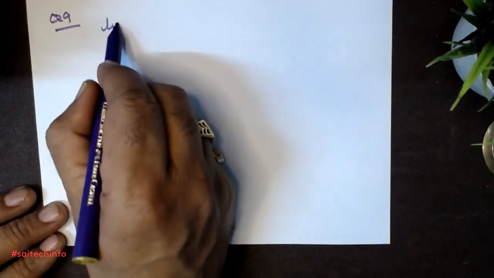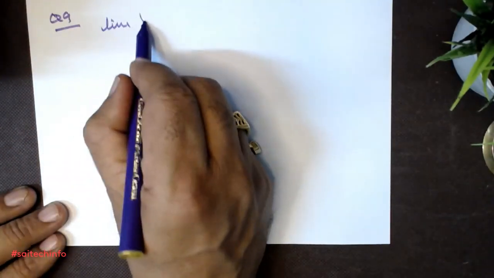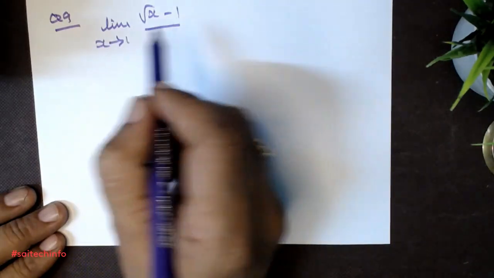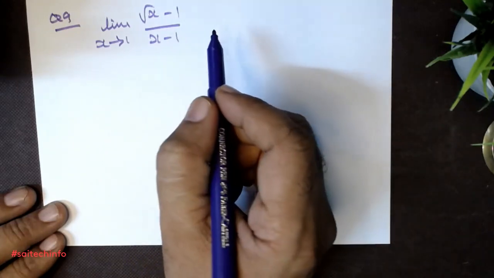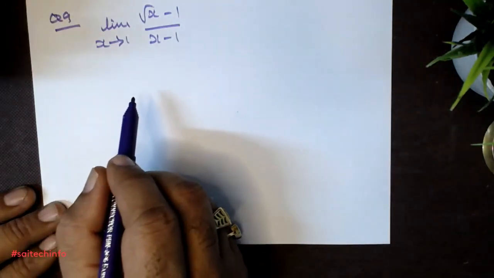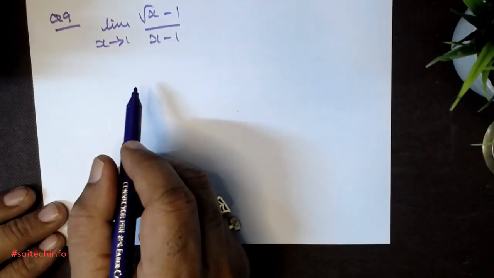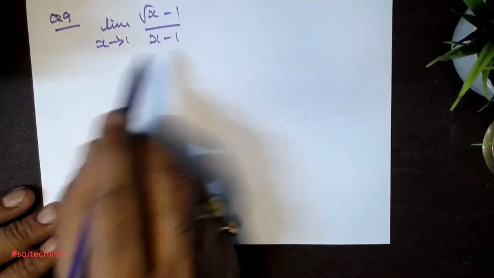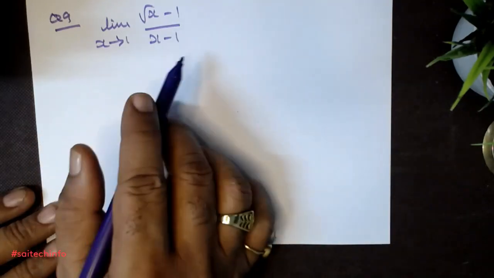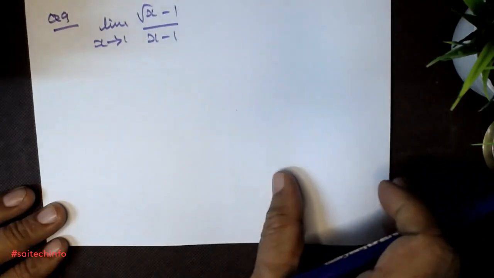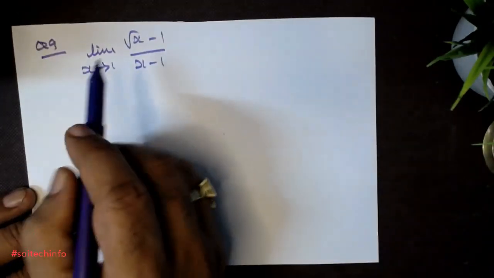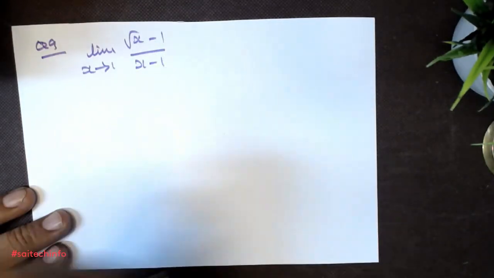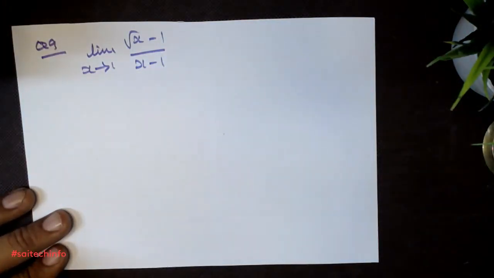Compute the limit of root x minus 1 divided by x minus 1, as x tends to 1. So when we put 1, it becomes 0 by 0, which means we cannot find it out. So the best thing is you can rationalize the numerator. Let us multiply by root x plus 1.